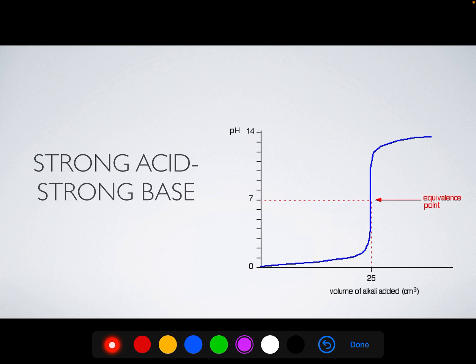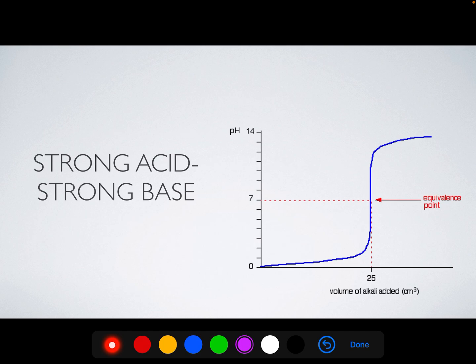Okay, so now we move on to how our titration curve looks like. Now the titration curve actually looks more or less the same. However, the details of the pH changes will depend on the type of titration. Okay, we are going to discuss 3 types of titration, which are strong acid with strong base, strong acid with weak base, and weak acid with strong base.